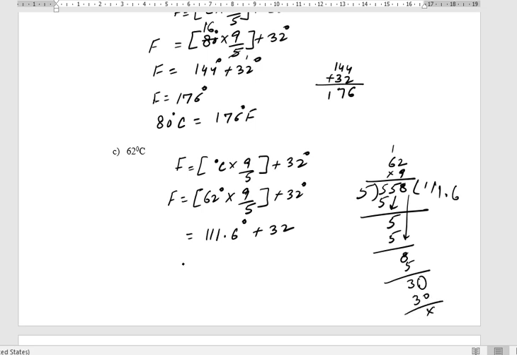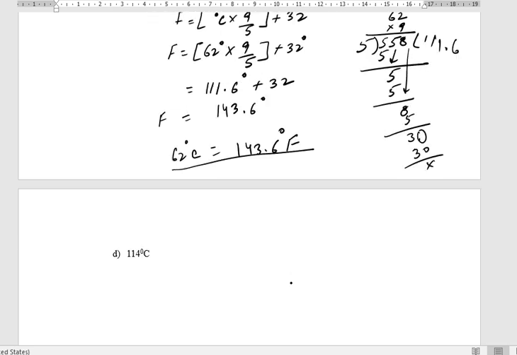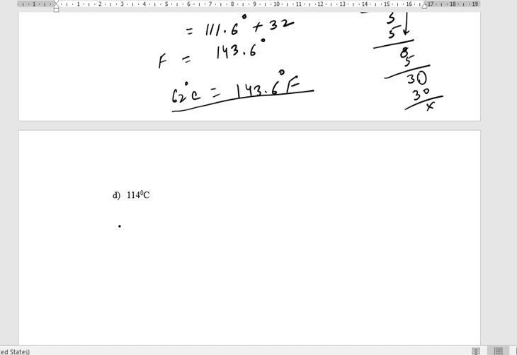So this is, and this is, if you will add both these two numbers, it will be 143.6 degree. Or we can write 62 degrees Celsius equals to 143.6 degrees Fahrenheit. 62 degrees Celsius equals to 143.6 Fahrenheit. Next question. It is 104 degrees Celsius, you can say Celsius.